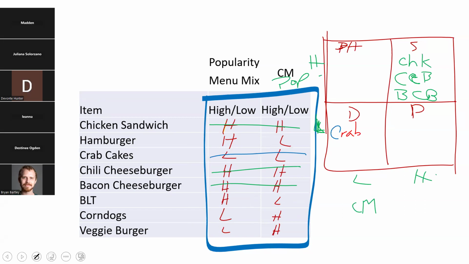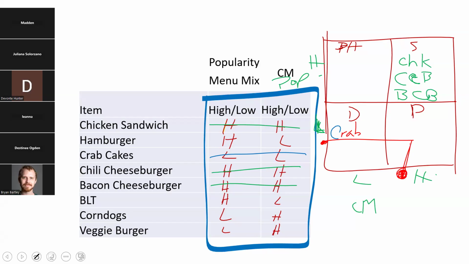Those are the two that are the most confusing. So here's the way I remember it. Another way of using the word puzzle is like when you're confused, right? You're puzzled about something. So it has a high contribution margin, which means that it's above the average. So it gives us more profit, right? But people don't like it. So I'm confused as to why people don't like it. And that's my puzzle. Low popularity, but it makes me a lot of money.